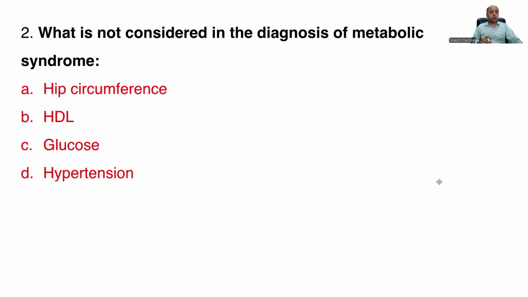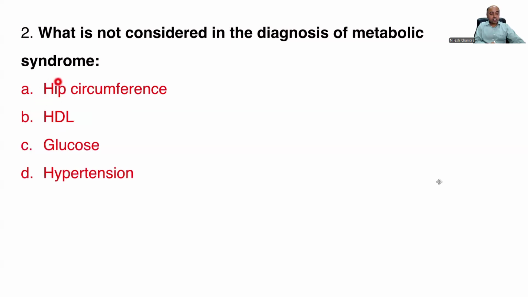Okay. Moving on to question number two. What is not considered in the diagnosis of metabolic syndrome? Now, metabolic syndrome has a very specific definition. There are 5 points within it. So, your options are hip circumference, HDL, glucose, hypertension. So, out of these, you have to know that HDL is required, glucose, hypertension, all of these are part of the diagnosis of metabolic syndrome.